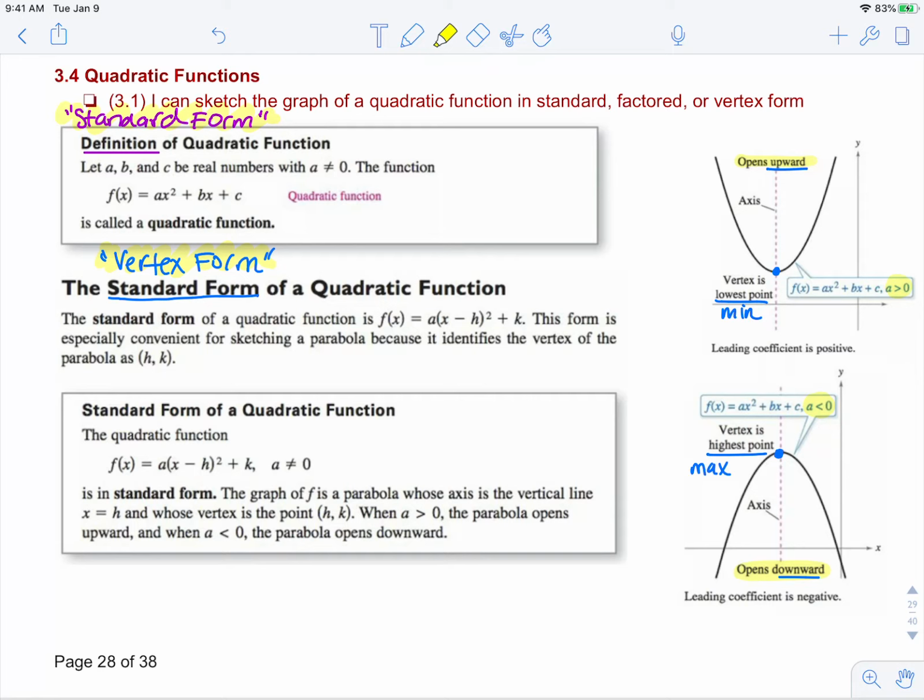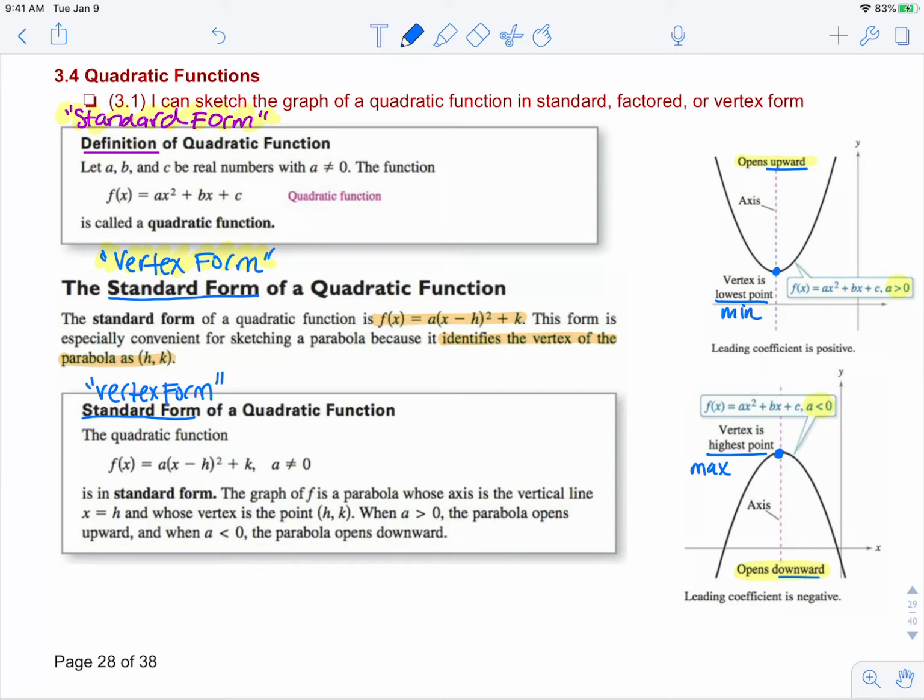So the vertex form for a quadratic function is f of x equals the quantity x minus h squared plus k. This form is especially convenient for graphing a parabola because it identifies the vertex of the parabola as (h, k). So if I am looking here in this box at this vertex form of my parabola, I see it looks just like the transformations we practiced last time.